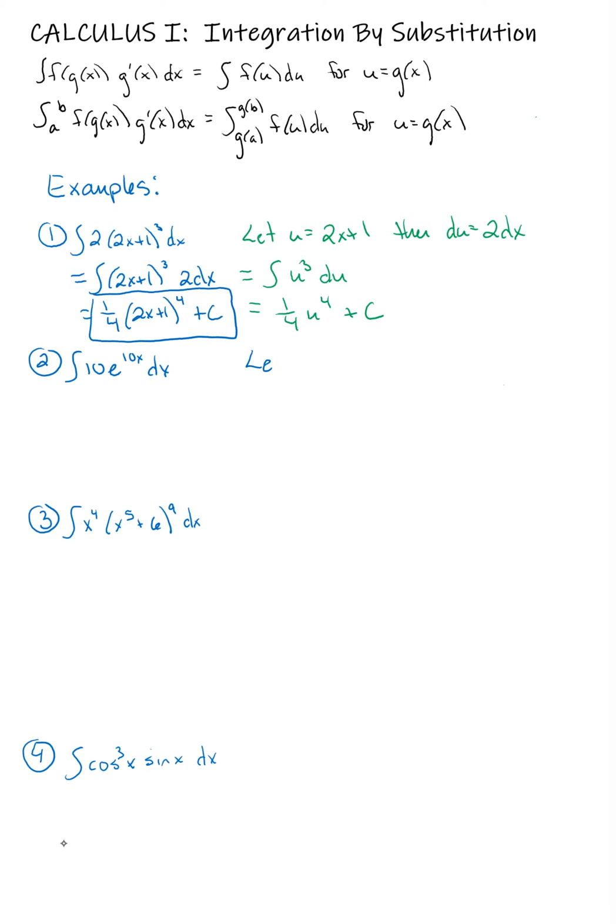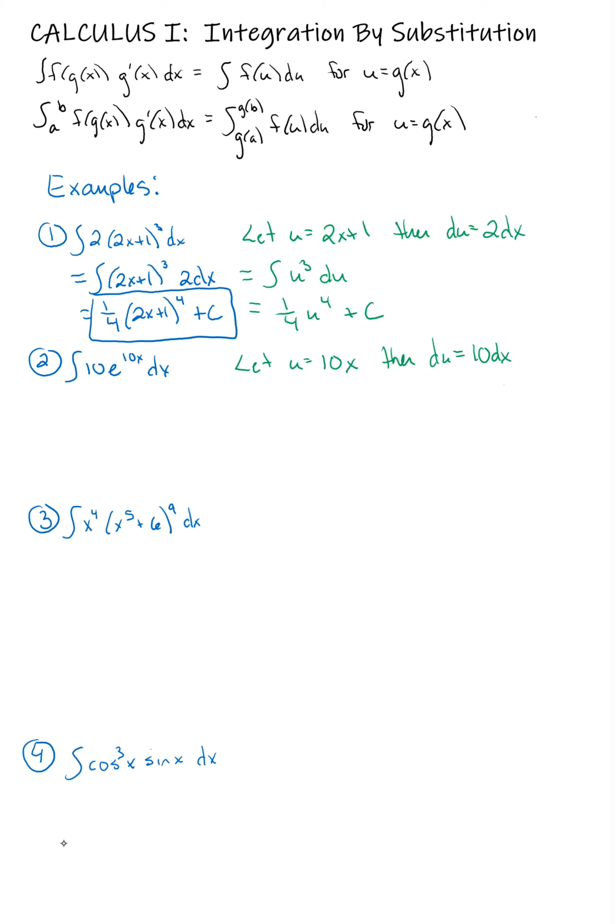All right, example number 2, I have the integral of 10e to the 10x dx. So again, I'm looking for the inside of the composition. Notice I have a composition here, e to the 10x. That's a function within a function, so I'll let u be the inside piece of that. So u is 10x, and then if u is 10x, du would simply be 10 dx.